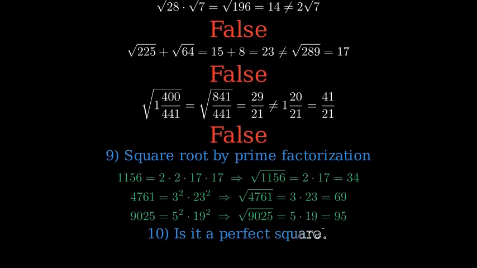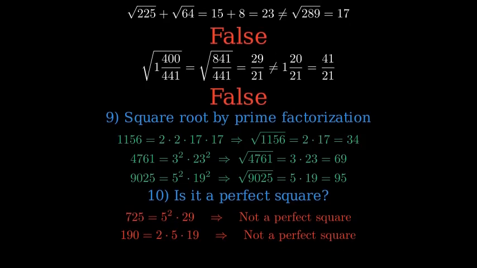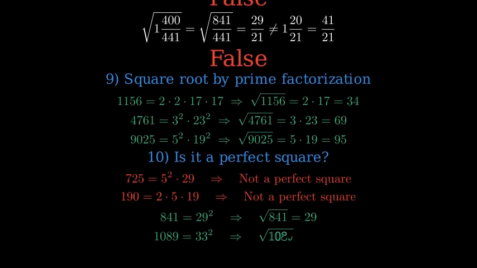Problem 10. Check if each is a perfect square. A whole number is a perfect square only when every prime factor appears an even number of times. 725 equals 5 times 5 times 29. 29 is unpaired, so this is not a perfect square. 190 equals 2 times 5 times 19. No pairs, not a perfect square. 841 equals 29 squared. So yes, it is a perfect square, and its square root is 29. 1089 equals 33 squared. So it is a perfect square with square root 33.